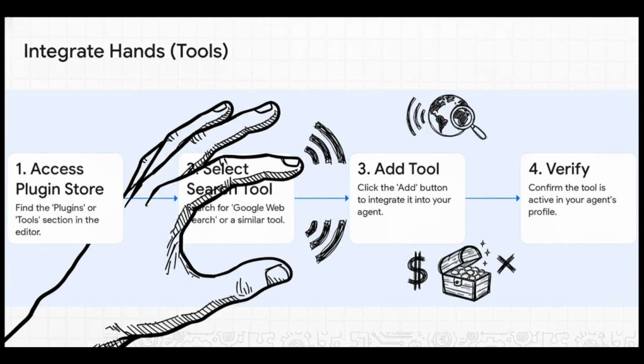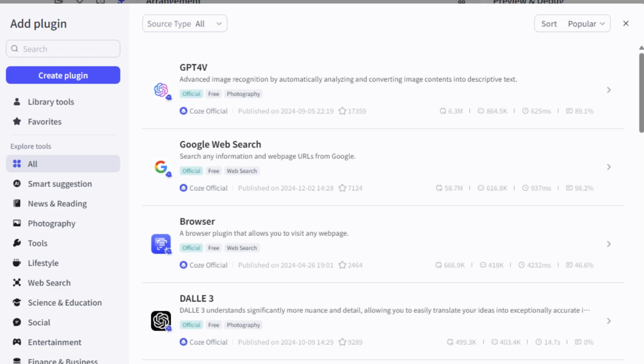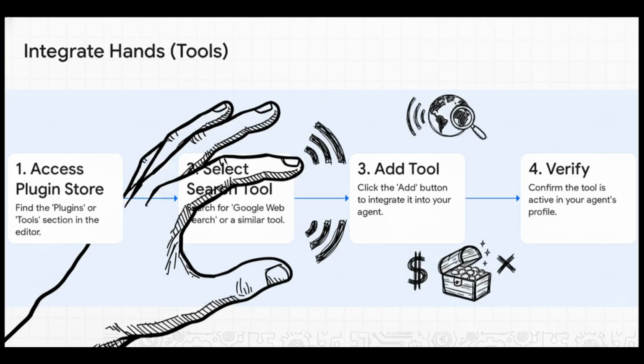Now, for the hands, a static model from 2023 can't find a job that was posted today, right? So we need to connect it to the live internet. Just go to the plugins section, search for something like Google Web Search, and click Add. And this, by the way, highlights a huge benefit of Coze. The free tier actually includes these search calls. On a lot of other platforms, you'd be paying for an API key to do this.